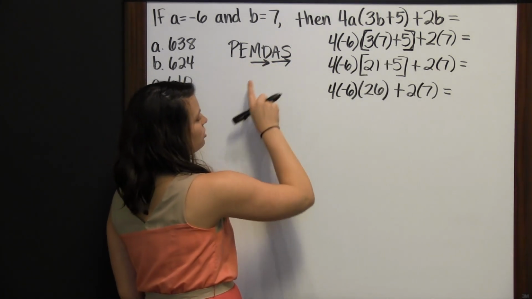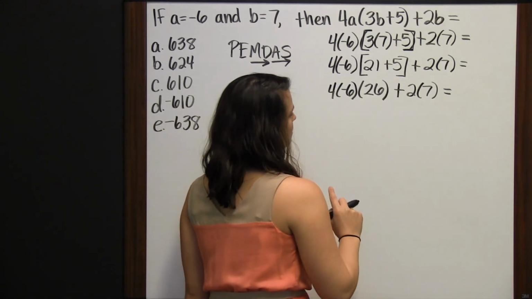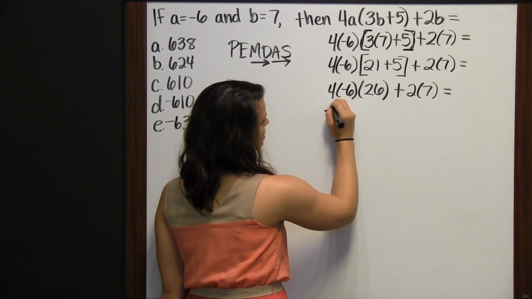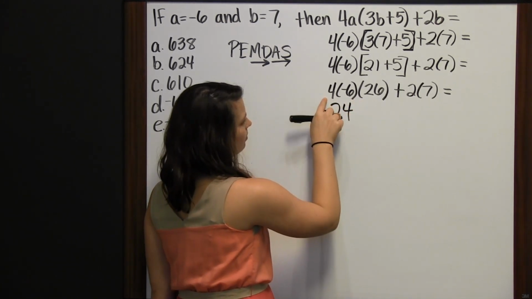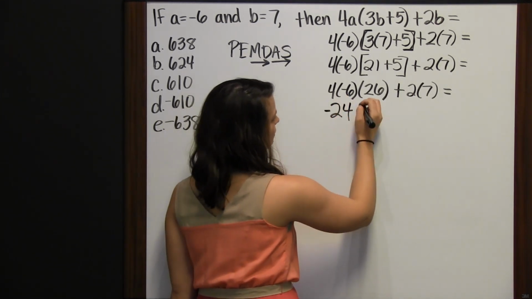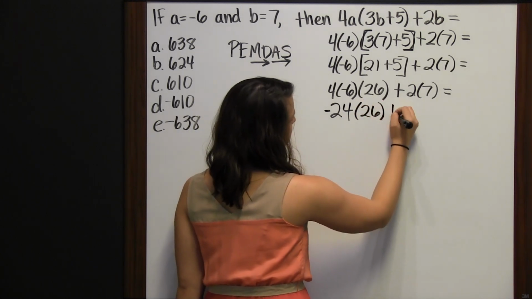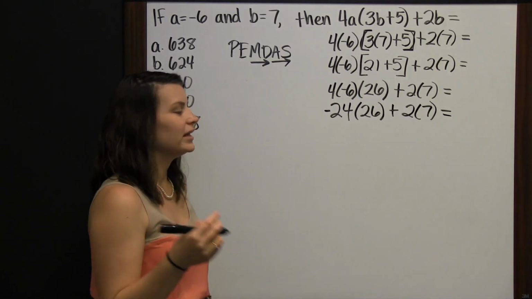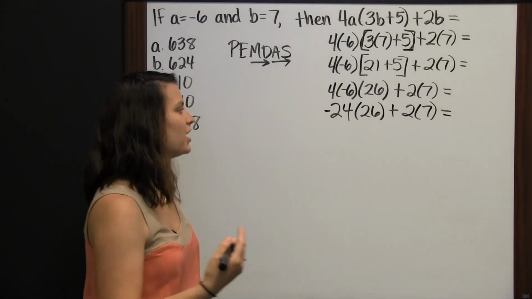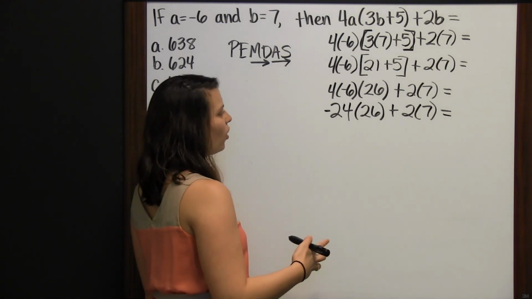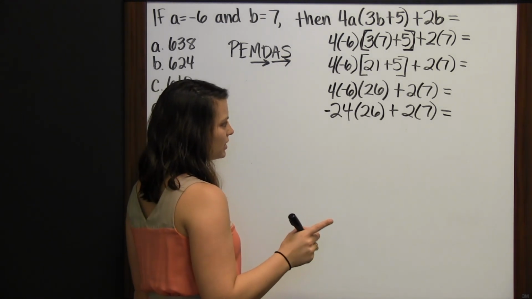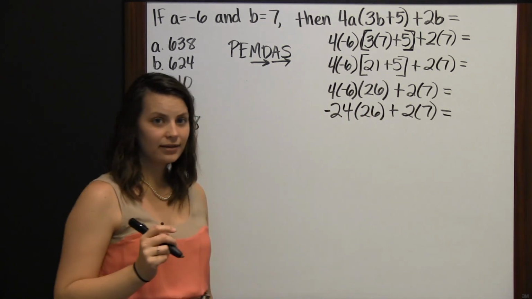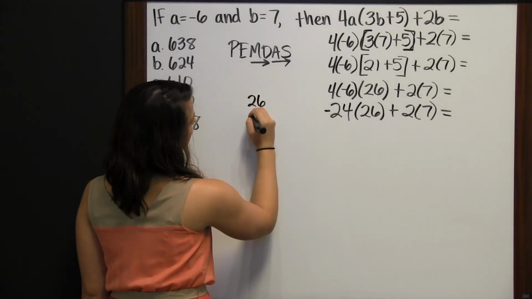And we work multiplication and division simply from left to right. So I'll first multiply 4 times -6, which is -24. A positive times a negative is a negative, times 26, plus 2 times 7. We want to continue working our multiplication from left to right until we've simplified all multiplication, which means I need to multiply -24 times 26 next. And I'm going to do that just right here to the side.